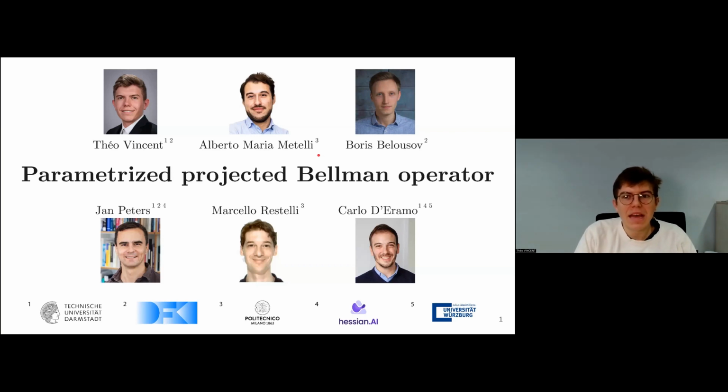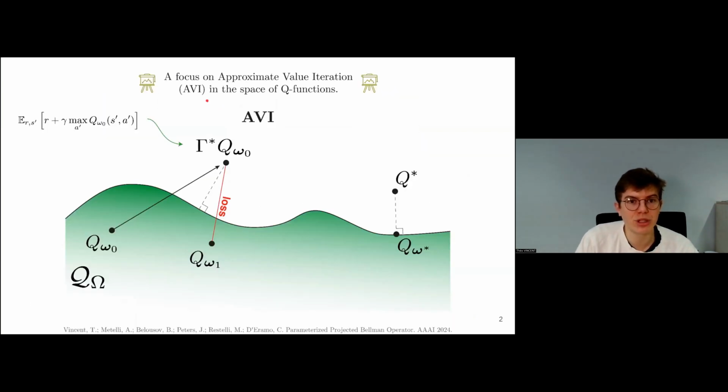Hi, I'm going to present the parameterized projected Bellman operator to you. It's a paper that focuses on gaining sample efficiency in approximate value iteration, AVI for short. Well, AVI is a method that belongs to reinforcement learning, RL for short. In the past, it has been shown to be very effective for solving very complex problems, but it still lacks some sample efficiency. That's why we tried to tackle this problem in this paper.